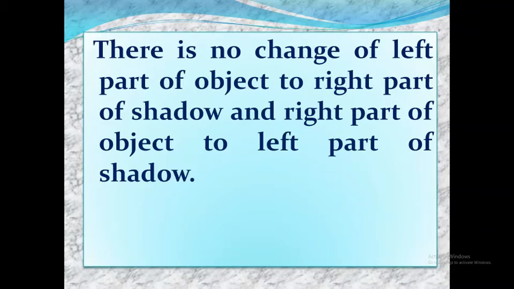There is no change of the left part of the object to the right part of the shadow, and the right part of the object to the left part of the shadow. See what happens when we see our face in the plane mirror. Our left part will appear right in the mirror and right part will appear left in the mirror, but this does not happen in case of shadow. Whatever side is there, it will appear the same in the shadow. So there is no change of sides in the shadow formation, contrary to the image formation by the plane mirror.